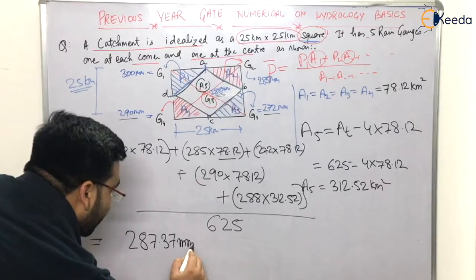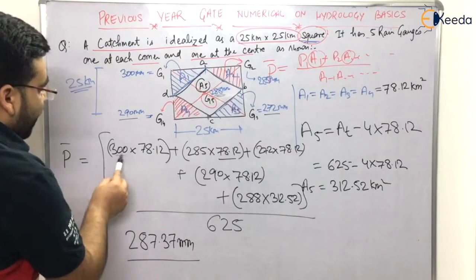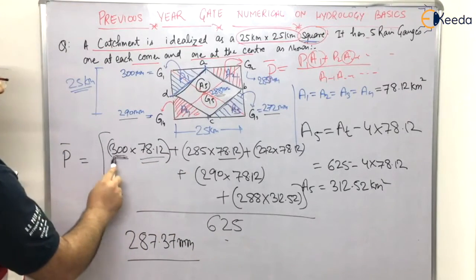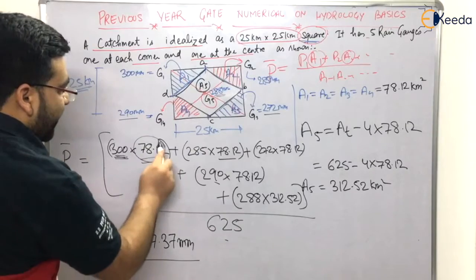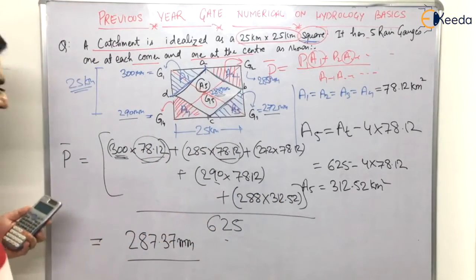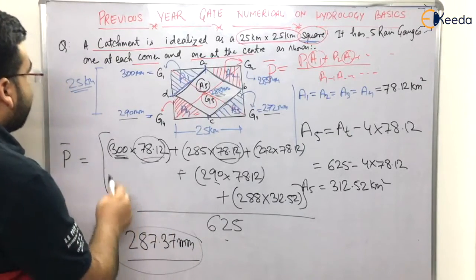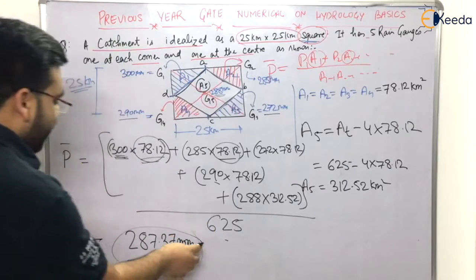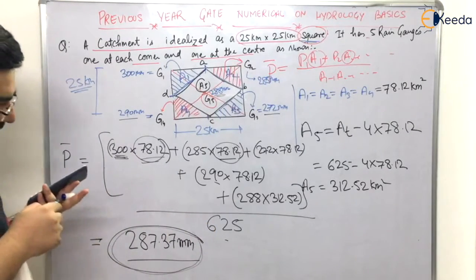287.37 mm. Now let's look at the units. This was in kilometer square. Kilometer square got cancelled out. Other units were in just mm. This is in mm. These were in kilometer square, and they got cancelled out from the denominator. Simple. So it is 287.37 mm. We have to get the answer to two decimal places, so the correct answer would be 287.37 mm.